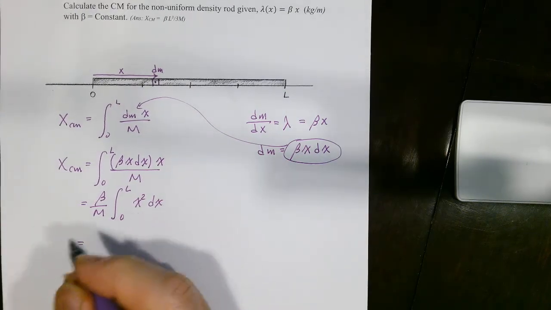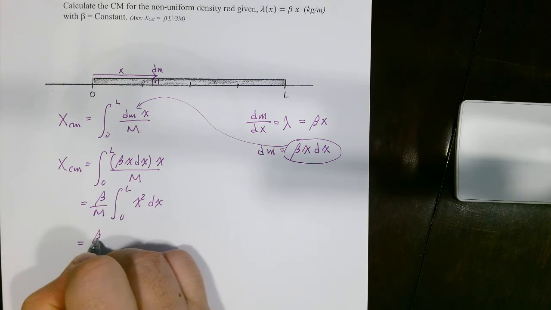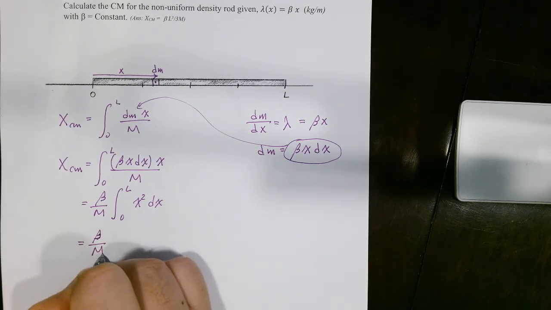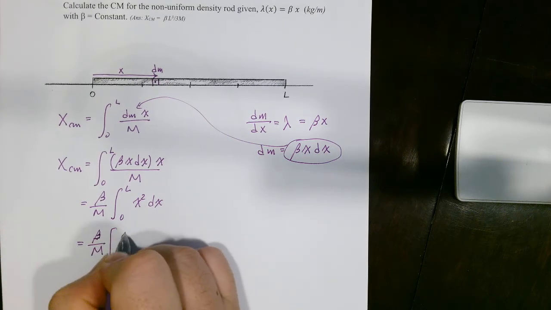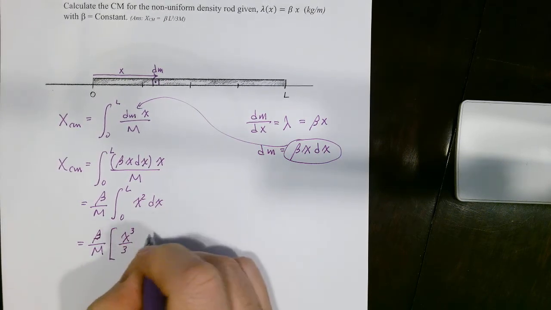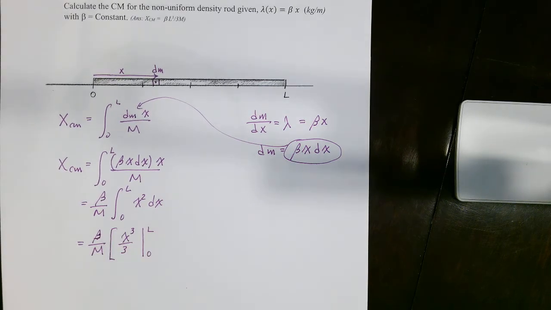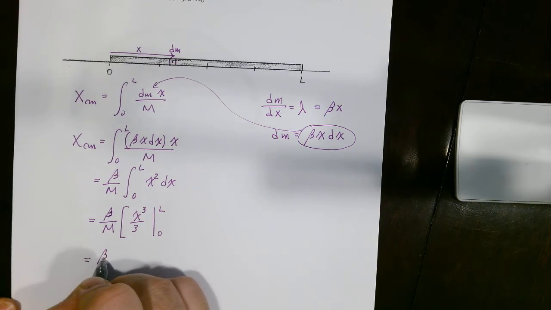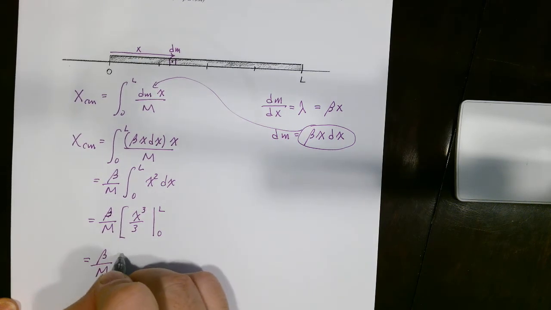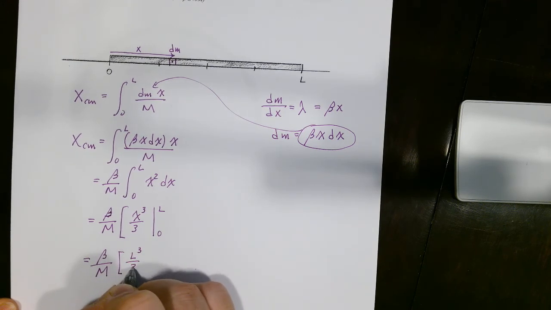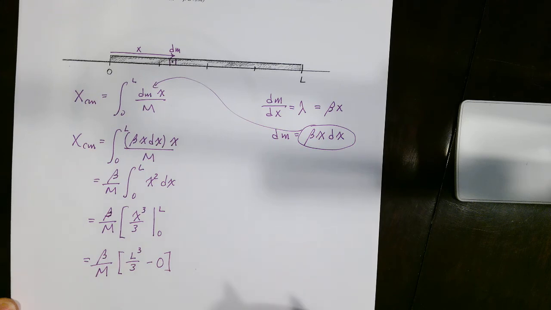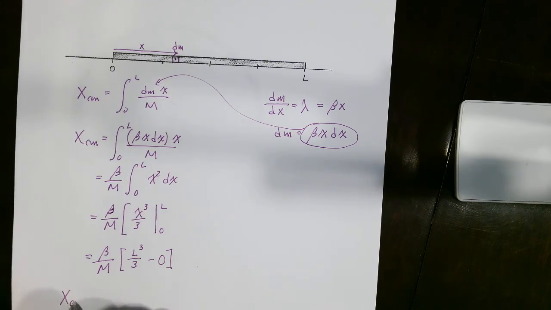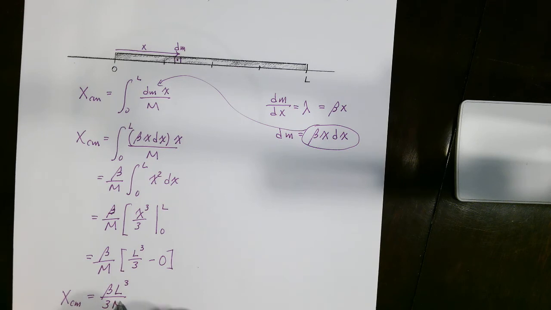Therefore, we know how to integrate that, right? So beta over M, this is x cubed over 3 evaluated from 0 to L. So beta over M times L cubed over 3 minus 0. So my x sub cm comes out to beta L cubed over 3M.